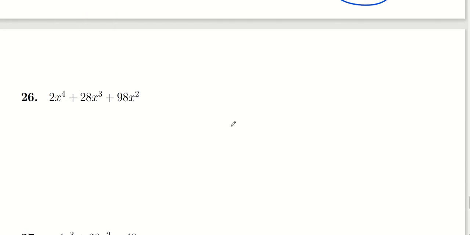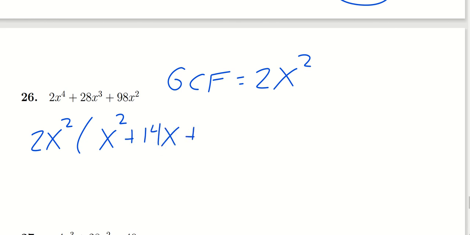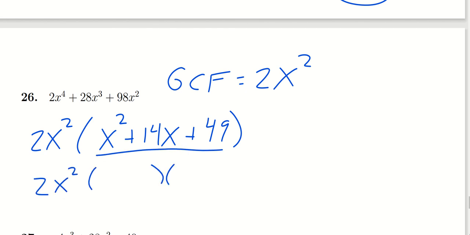We have a couple more. In this one here, again, we're going to start off with a GCF. The greatest common factor we can pull out is going to be a 2x to the second. If we factor out 2x squared, then we're going to have an x squared plus 14x plus 49. We should try, and we can break this down even more. This is a trinomial. It's going to factor as x and x. If both signs are plus, both have to be plus. And the factors of 49 to add to 14 are going to be 7 and 7.